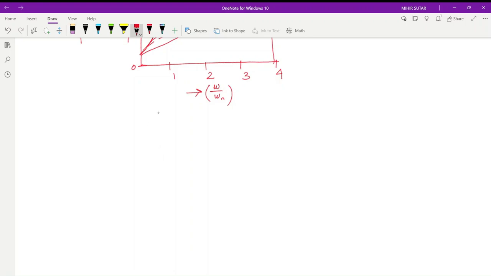So the range from 0 to 1 indicates the range for acceleration, and this range from 3 to 4 indicates the range for vibrometer. This way we can plot the response.